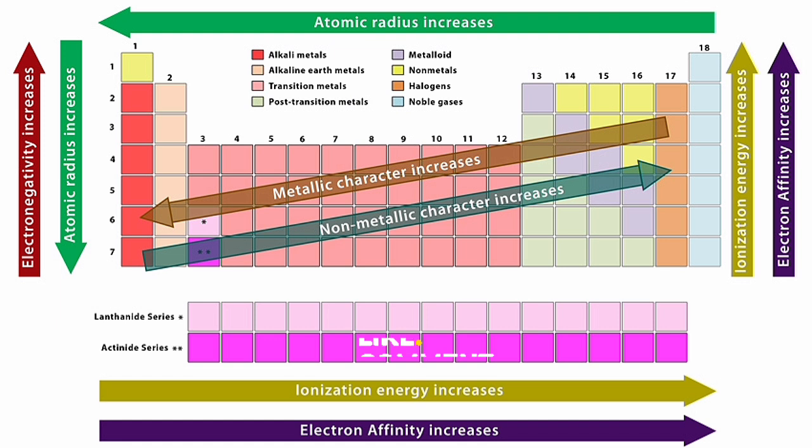The next one is metallic property. That's electrical or thermal property. And this is the ability to conduct electricity. Of course, metals conduct electricity and non-metals don't. So generally the metallic property increases down the group and decreases across the period.